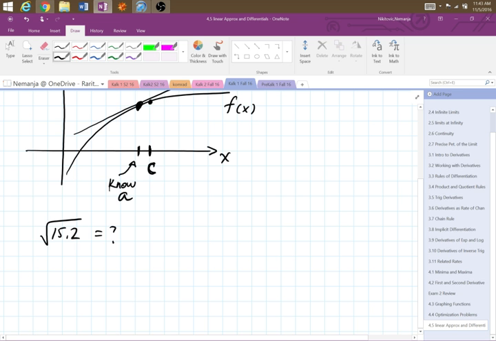So let's take a look. I know that I can compute square root of 16, which is 4. So I will find the tangent line at x equals 16.